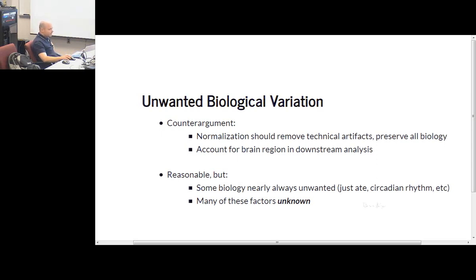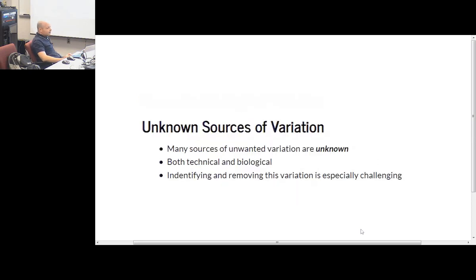But even more than that, and this is, I think, what is really critical, is that a lot of these biological factors that you might want to adjust for are unknown. They're unknown, or you don't have information on them, and so it won't be possible to explicitly account for them in the downstream analysis. And so we do want to try and adjust for them at the normalization stage.